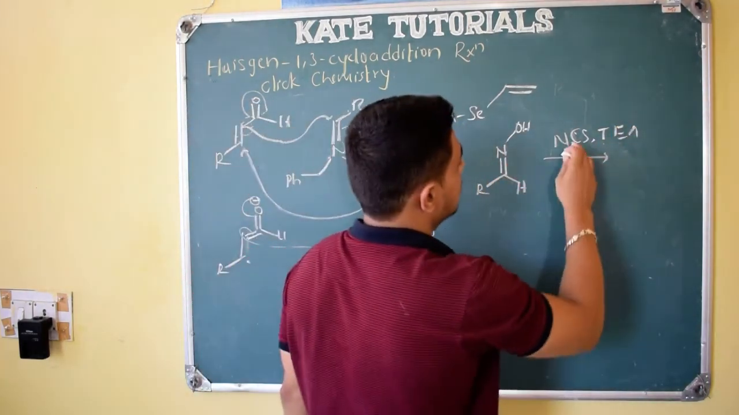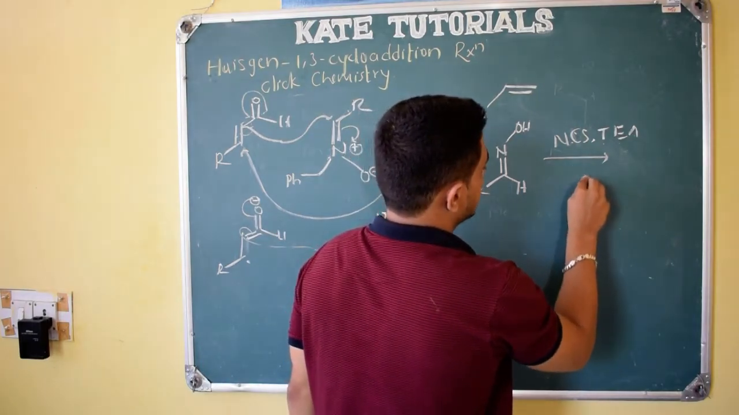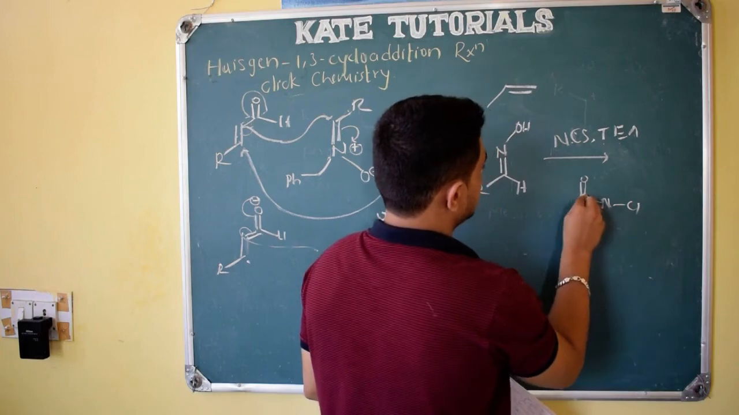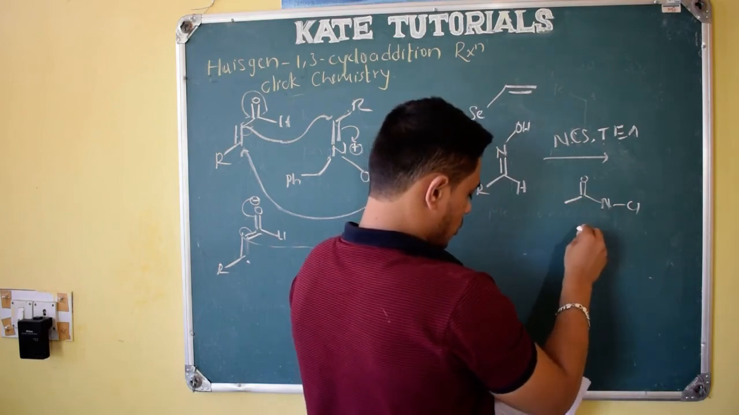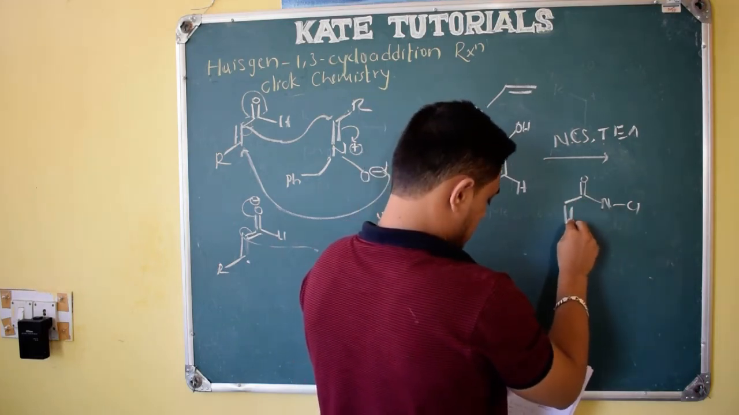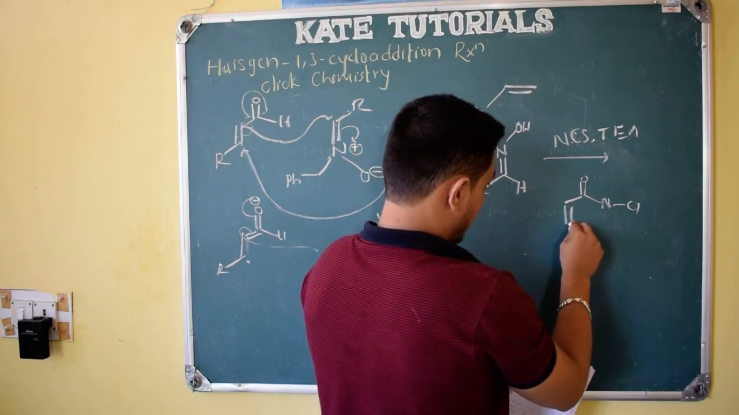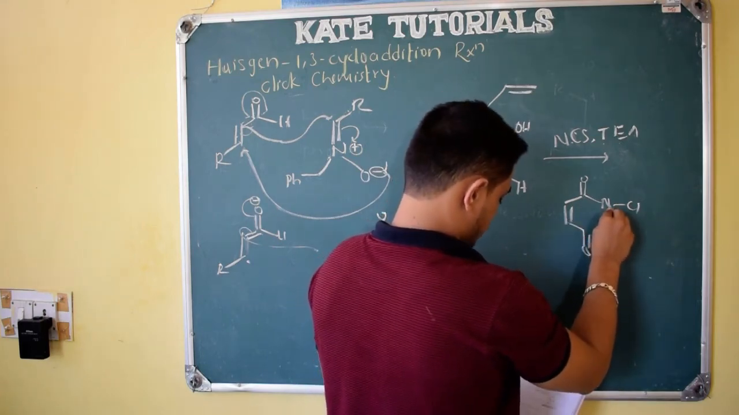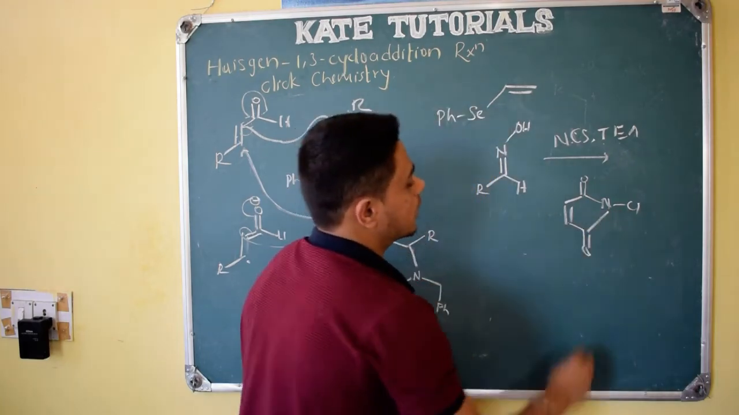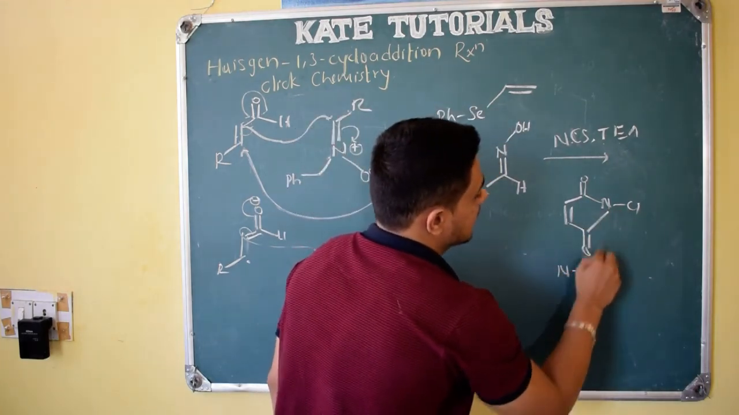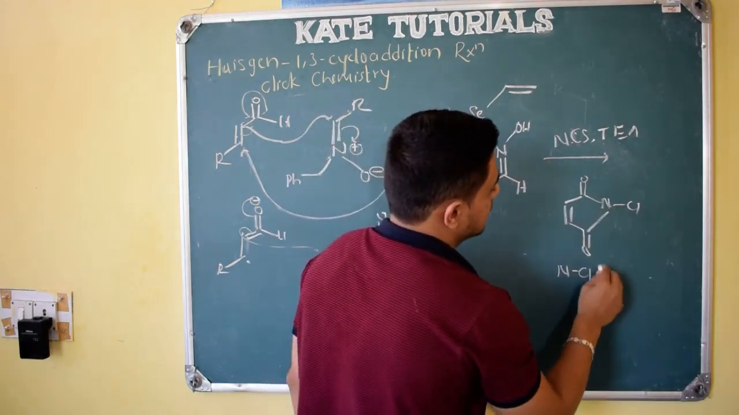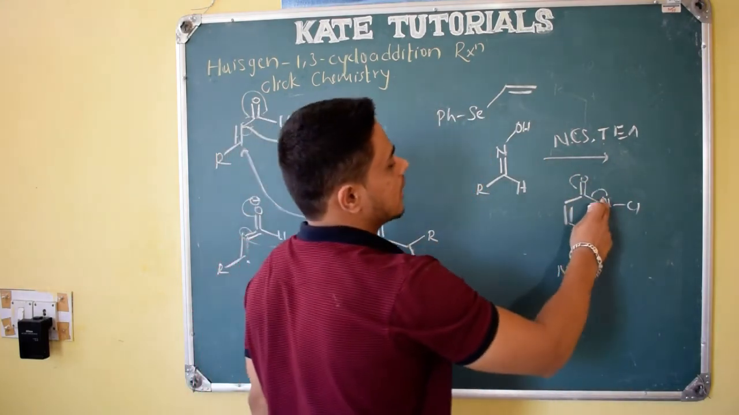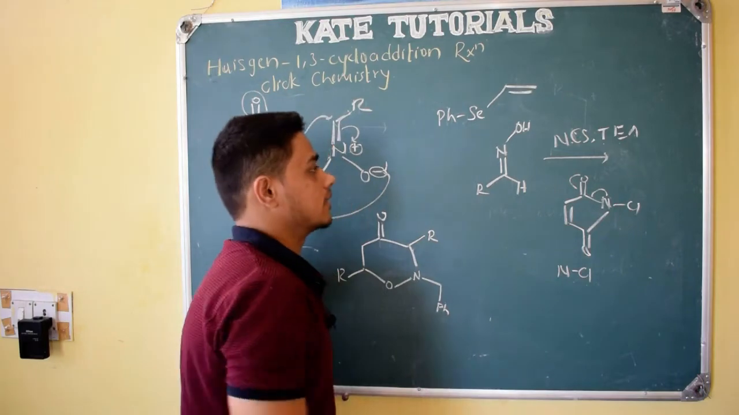Triethylamine structure you should know. NCS means nothing but this only, nitrogen, right? Nitrogen containing chlorine group. N-chloro-succinimide, right? Imide. So this is the structure. So what is this? This is nothing but N-chloro-succin, and this is imide structure, right?